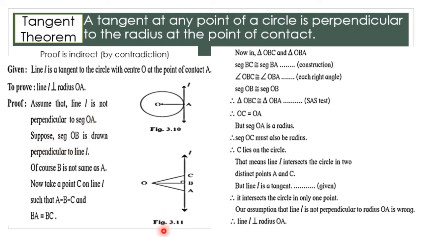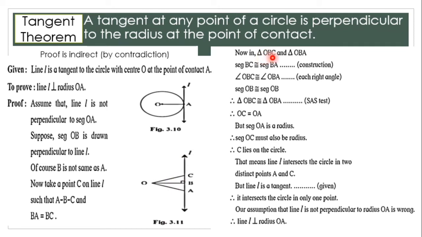Now see in figure 3.11. Here we have drawn another figure. So segment OB is drawn perpendicular to line L. Of course B is not the same as A. Here OB and OA. Now take a point C on line L such that A, B, C are collinear, and BA equals BC. Now what happens in the next step?